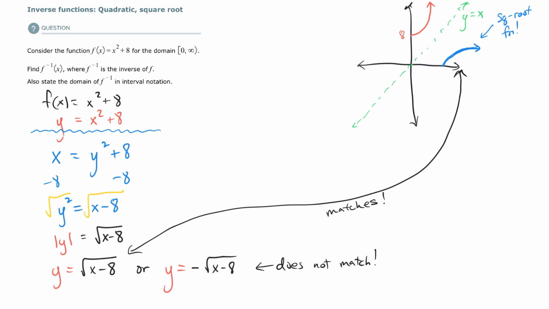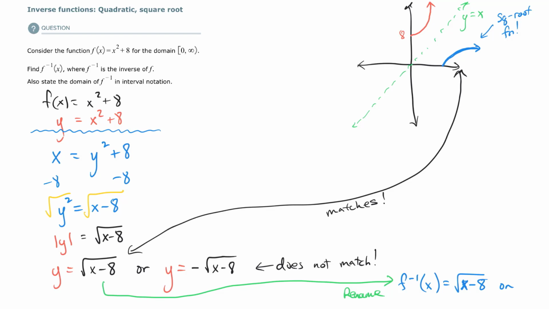So if this one matches, we're going to take this function and rename it. What are we going to rename this to be? We're going to replace that y with a symbol. And that symbol is called the inverse of f of x. So the inverse of f of x is now equal to the square root of x minus 8. We also need to state the domain. The domain is 8 to infinity, with a bracket at 8. Now I did that really quick. How did I get that?